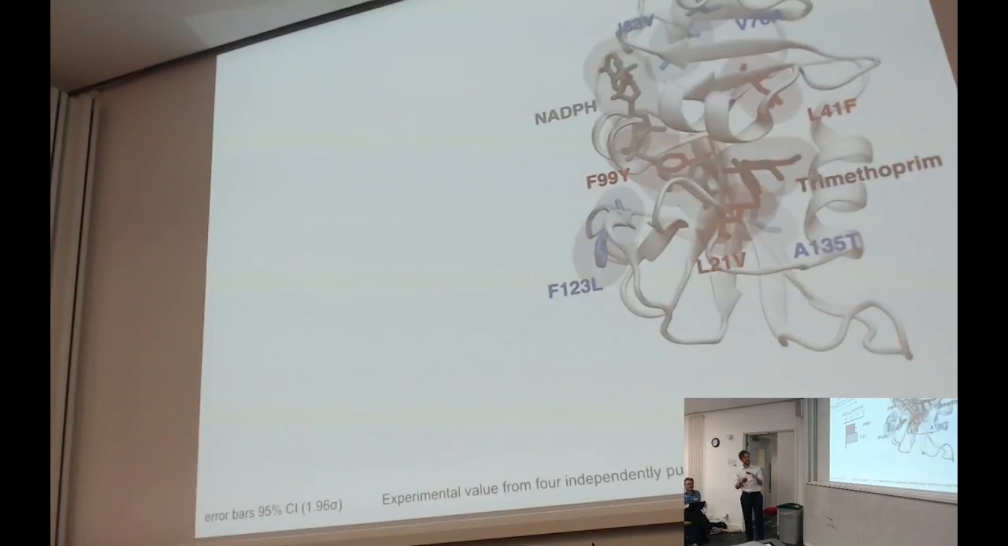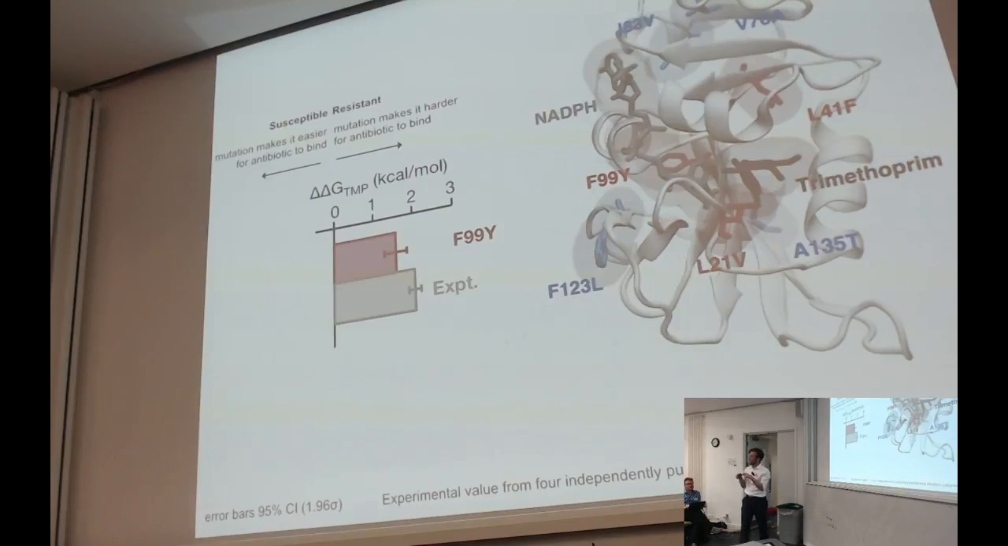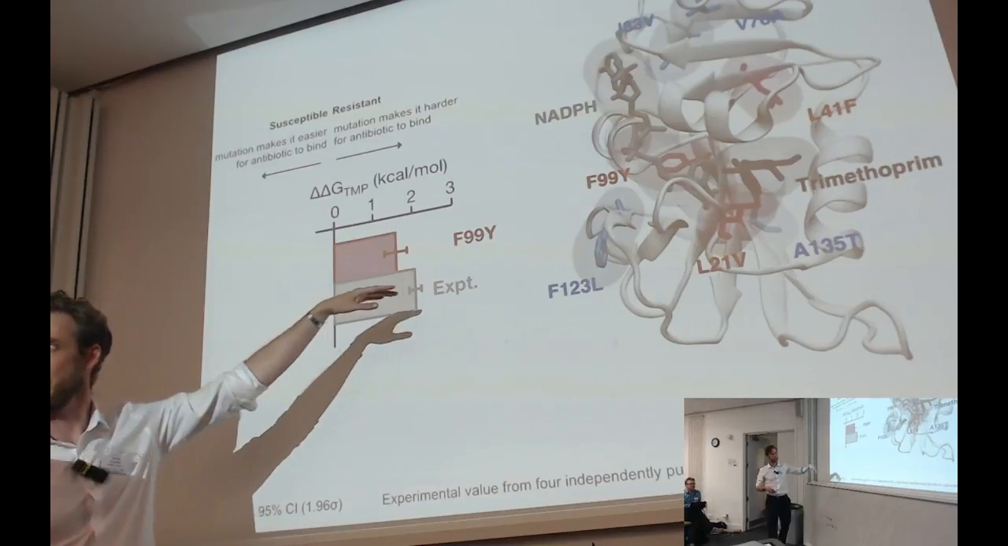So that's the protein. Now, we don't have much ITC data. We do have some ITC data for the most common resistance-conferring mutation, F99Y. This is 4 independent published experiments in the literature. And what we see is at 95% confidence interval, the error bars are just overlapping, so we're in reasonable agreement. Actually, if you run the lambdas for longer, this gets a bit better.